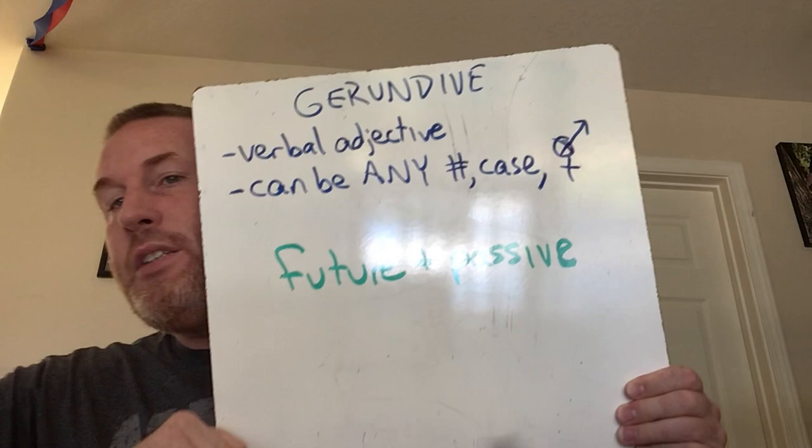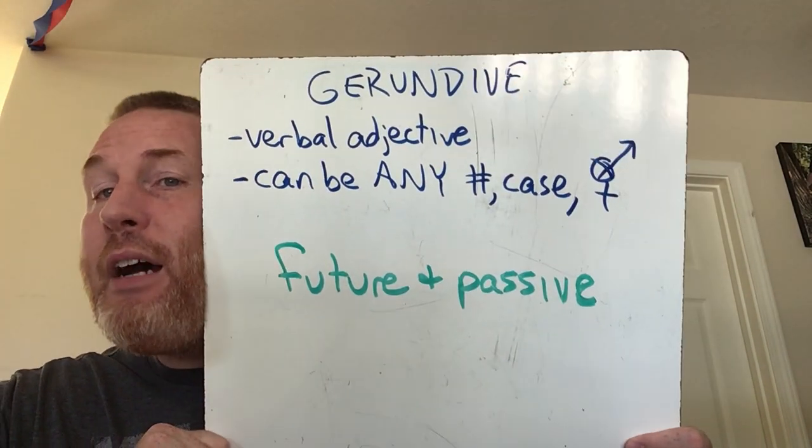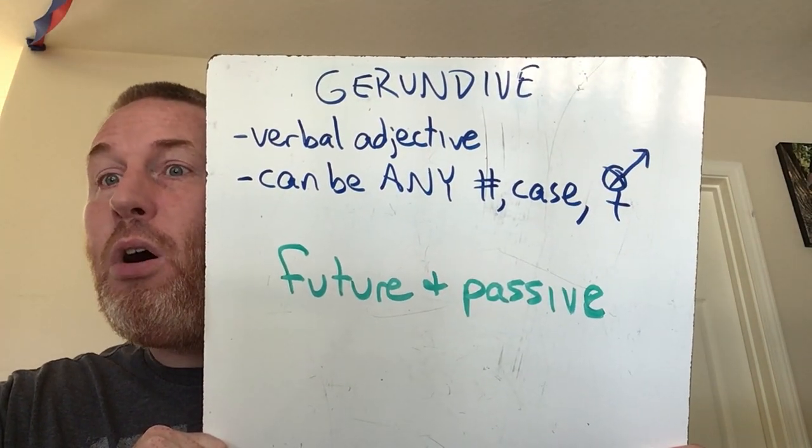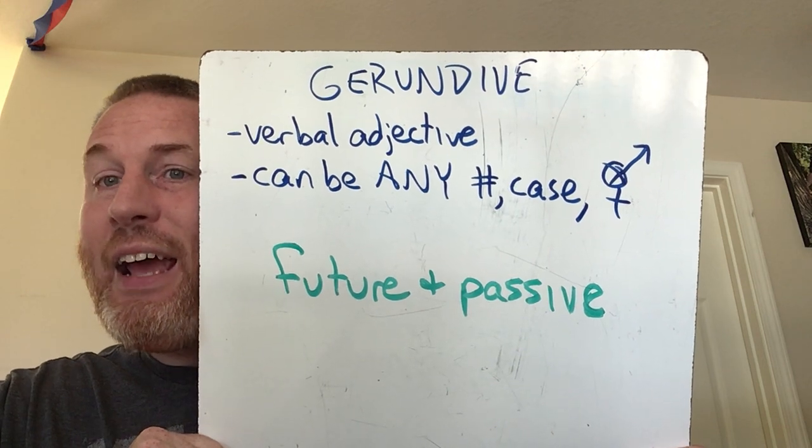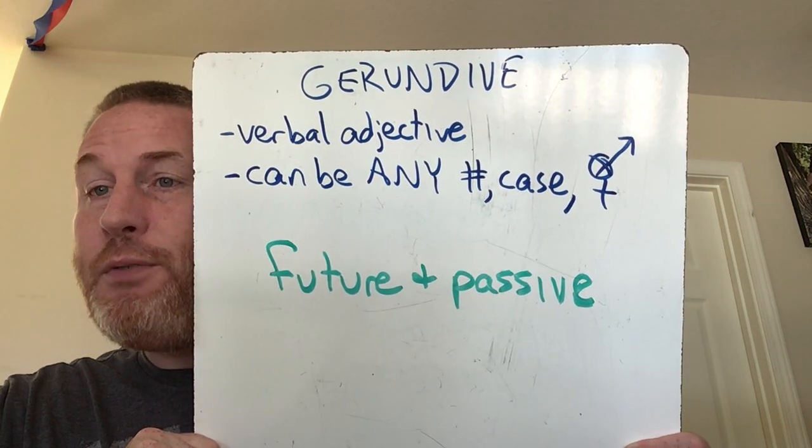Now, a gerundive, and I teach these two things together because that way we can go through all the exercises together. A gerundive is a verbal adjective. And because it's an adjective, it exists in all the numerous cases and genders, any and all. And it's future and it's passive.